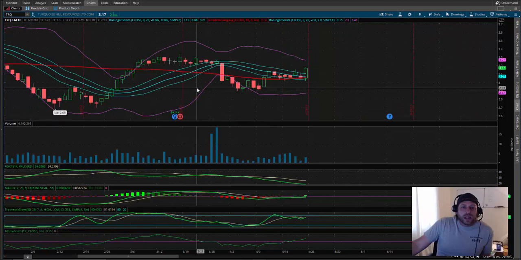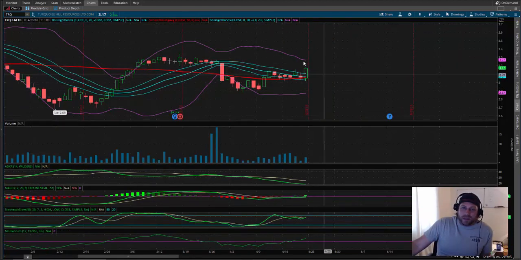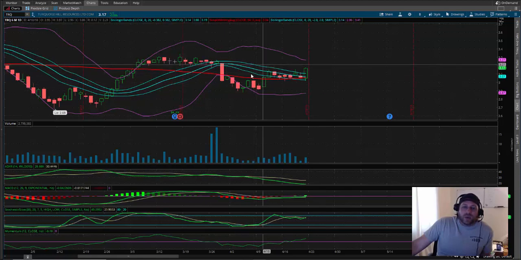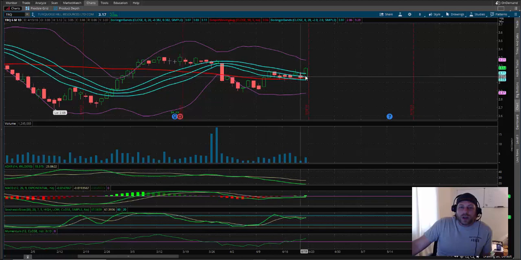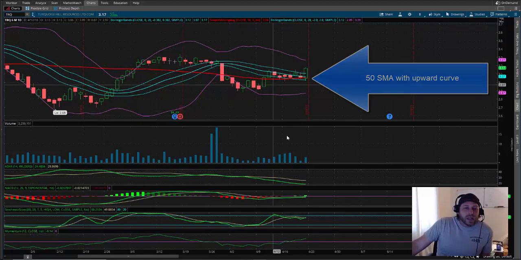So we're back on the daily. Let's look here. So we are hovering above the 50, not by much. And if it is above the 50, we kind of want to make sure that it's starting to curve upward. This does have a slight curve, so I'll give it a chance. Okay, I'll move on to the next step.